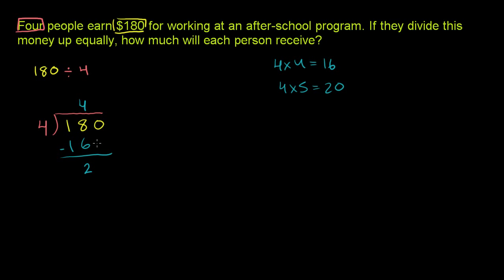Now we want to bring down this 0. Because we really said 4 goes into 180 40 times, because it's in the tens place. 40 times 4 is 160. 180 minus 160 is 20. That's why we bring down the 0.